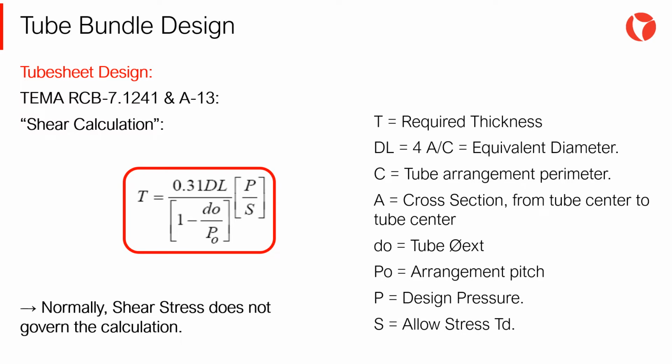Similarly, the required thickness due to shear stress is a function of the equivalent diameter, the external diameter of the tubes, the arrangement pitch, the design pressure, and the maximum allowable stress of the material at design temperature. Once the results of both shear and bending calculations are obtained, they are compared and the greater thickness is adopted.